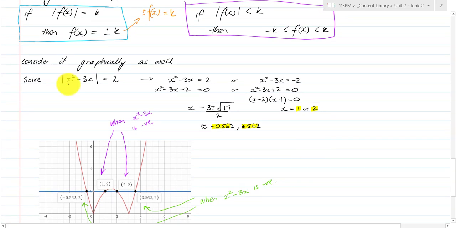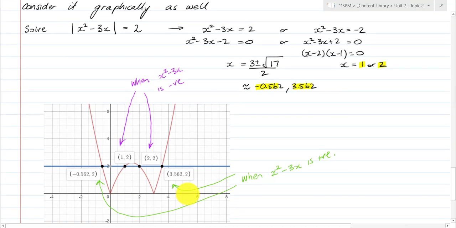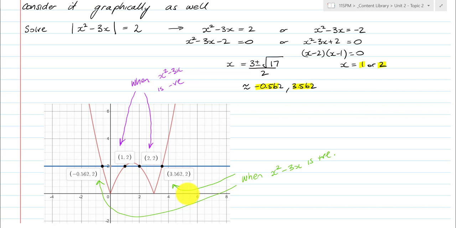If we were to solve the modulus of x squared minus 3x equals 2, if we sketch that modulus function, which I've done down here, you'll see that the negative components flip up. So not only do we get the solution to x squared minus 3x where it's positive, and that's the first one and the last one, but we also get these inside solutions. And they're the solutions that occur when x squared minus 3x is negative, or when x squared minus 3x is equal to negative 2. And then we flip it up in the graph.